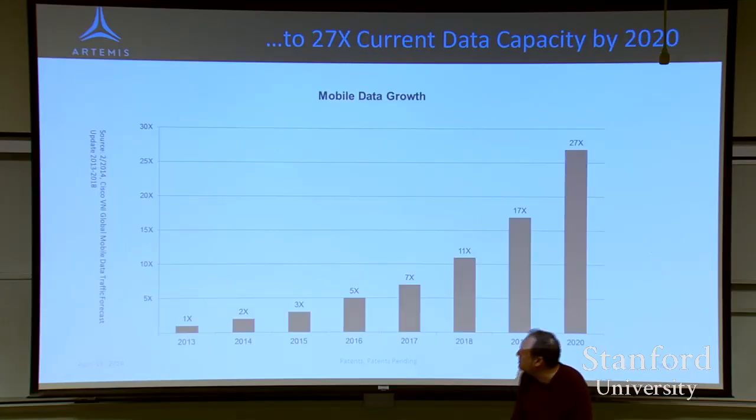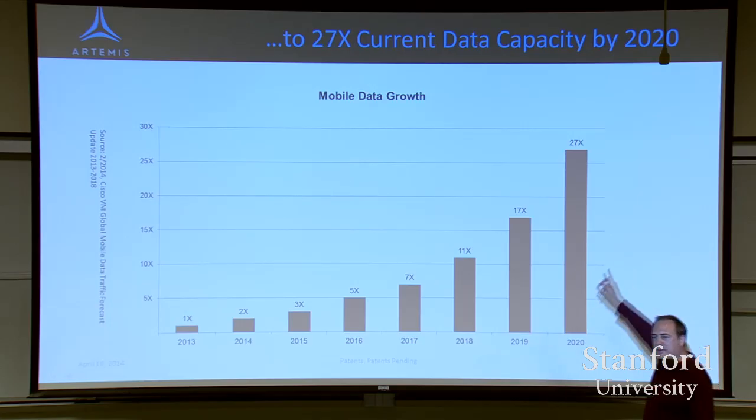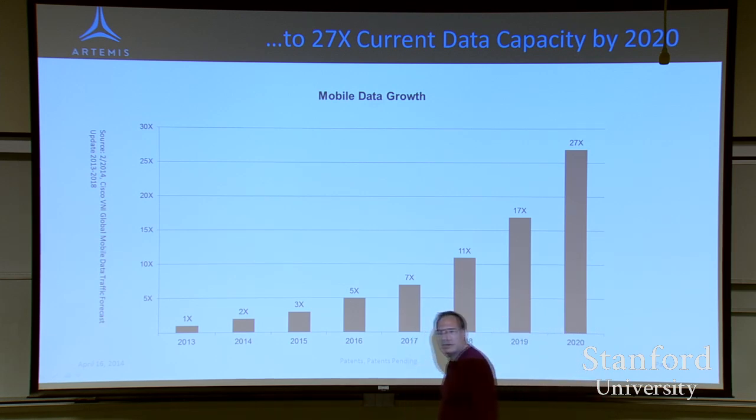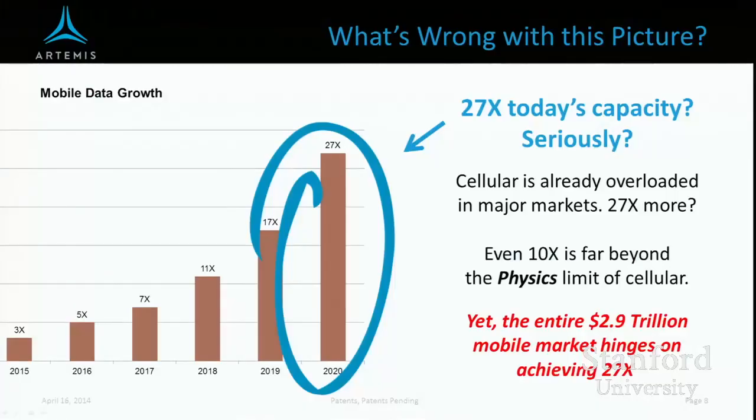So then you take Cisco's numbers, again, just released in February. If we make it 1x in 2013, by 2020 we're talking about 20x the amount of data traffic that we have today, 7 years from now, 20x. And so does anyone see any problem with this graph? Okay, well, here's the problem. Okay, seriously? I mean, how can we possibly handle 27x the amount of data traffic on mobile?